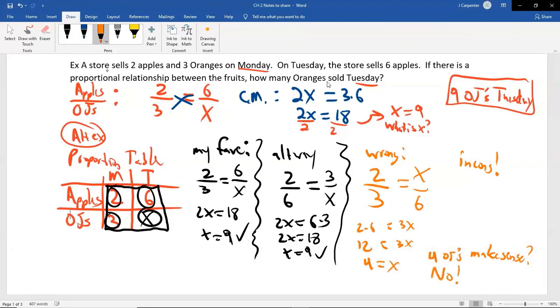If there were more oranges on Monday, if the apples go up, there should be more oranges than Tuesday's apples. See, the apples went from 2 to 6. The oranges were bigger than the apples, so they should still be bigger than the apples. 4 is not bigger than 6. We did this wrong because we were inconsistent.